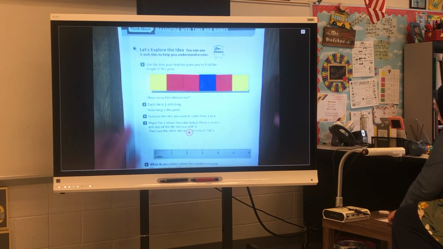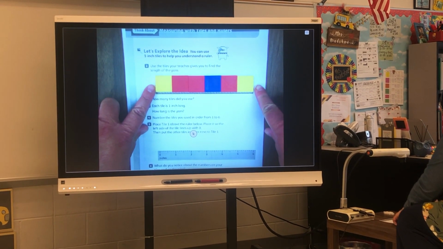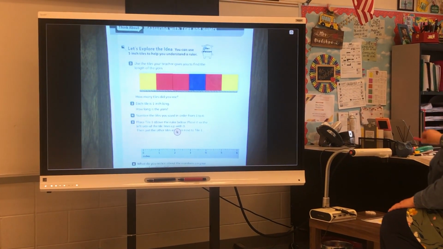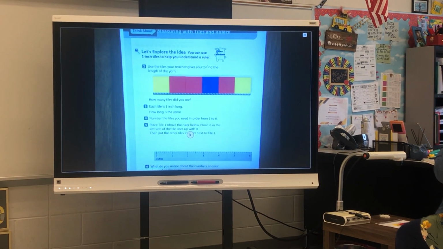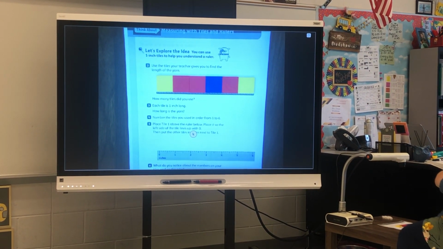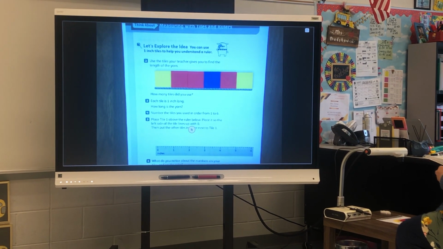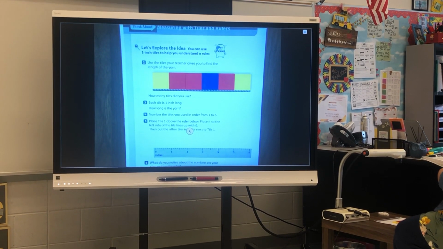As you see, when you line them up, sometimes you might have to adjust it once you get them down. So how many tiles do you see? Each tile we have here is 1 inch long. How long is your yarn?